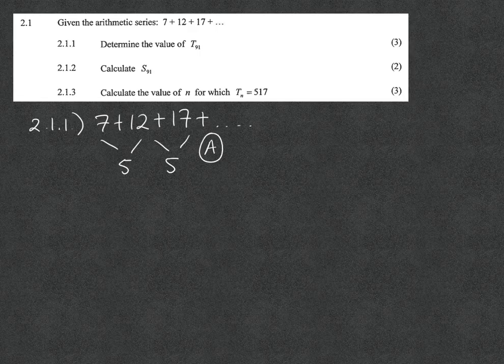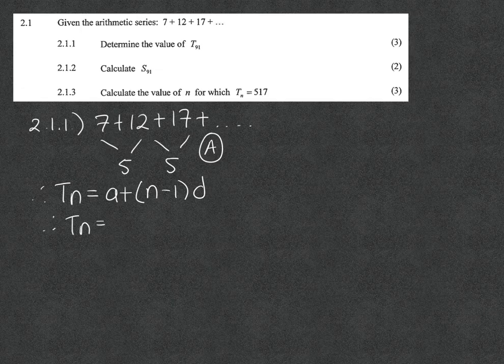So if we want to work out the value of a term, we can write out our T of n formula here. I'm going to write it out so that we remember you do get given this on the formula sheet. But you know my rule: if you need a formula sheet before you write this paper, you haven't practiced enough. Okay, 7 plus n minus 1 times 5.